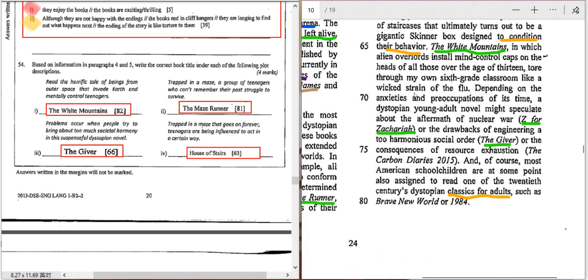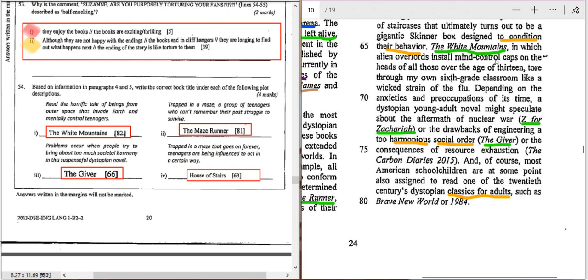Now, regarding the giver, the drawbacks of engineering a too harmonious social order, that is from the giver, societal harmony, harmonious social order, societal, the adjective. So again, even if you don't understand every bit, at least you find words that echo between this synopsis and the original passage.